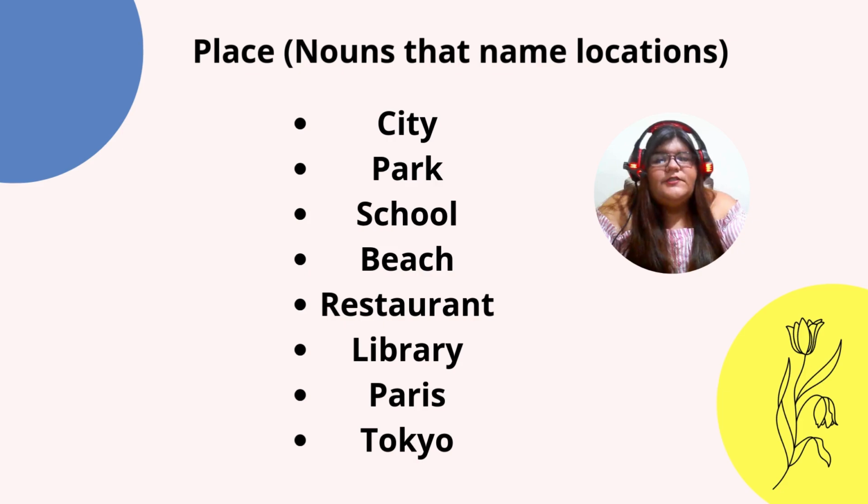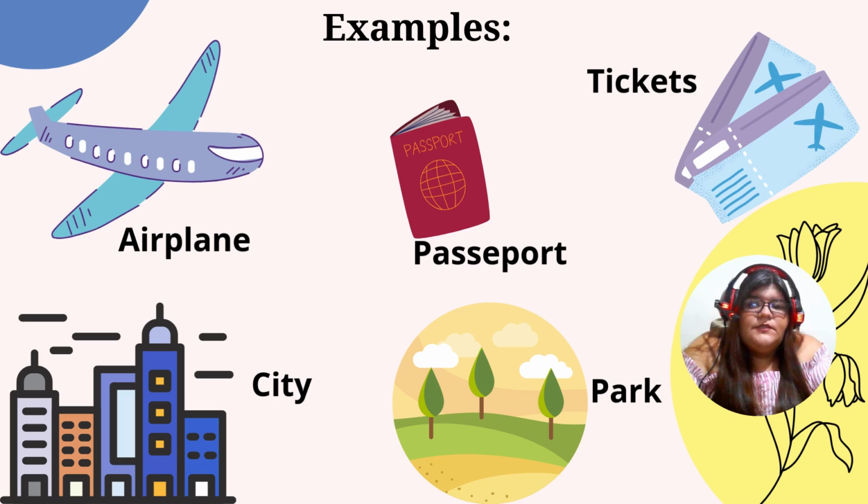Then we have another classification of nouns. Nouns of place, right? For example, nouns that name locations like city, park, school, beach, restaurant, library, Paris, and Tokyo, or any country is a noun because it's a place. If you see, we have an airplane, passport, ticket, city, and park. All of these are nouns.